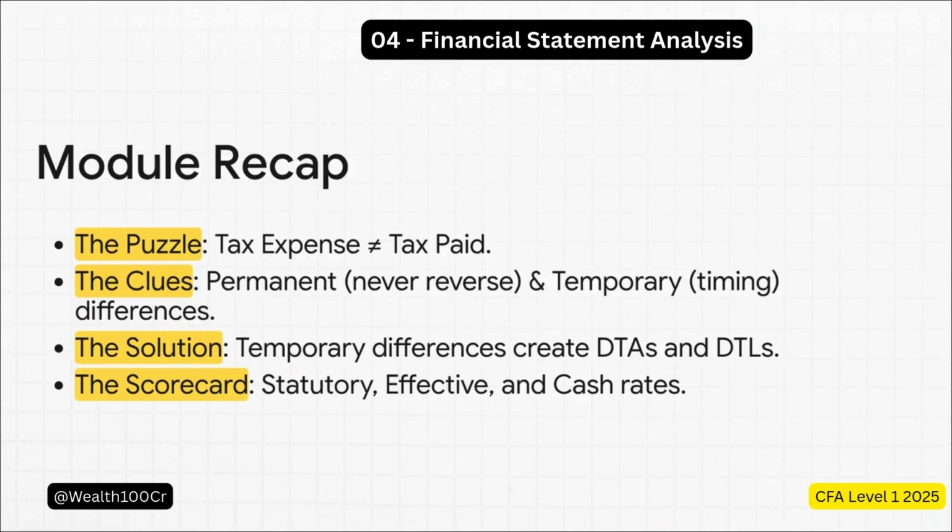All right, let's do a super quick recap. The big puzzle? Tax expense on the income statement is not the same as cash tax paid. Why? The clues are the permanent and temporary differences between accounting and tax rules. The result of all this? Temporary differences create our DTAs and DTLs. And how do we score it? We use those 3 key rates: statutory, effective, and most importantly, the cash tax rate.